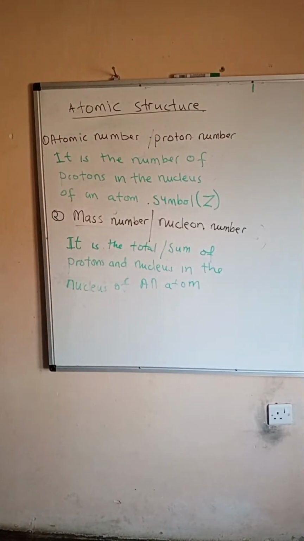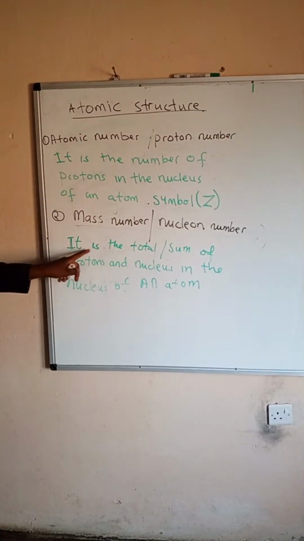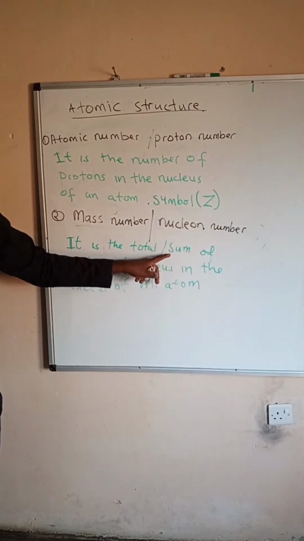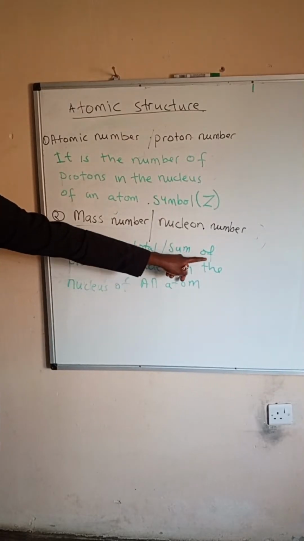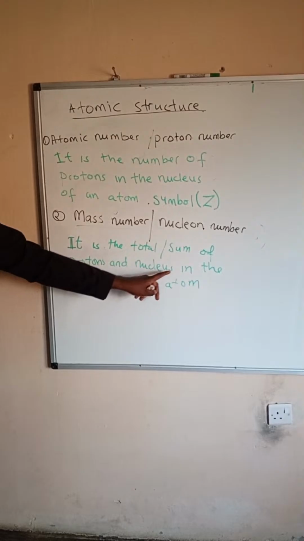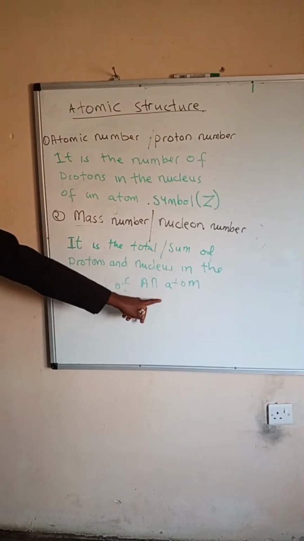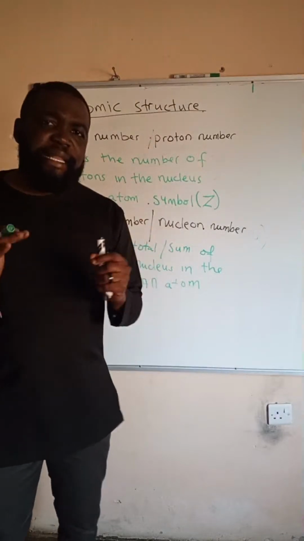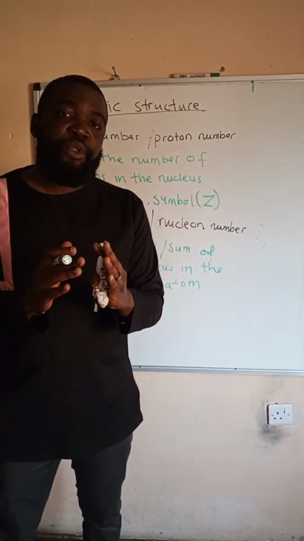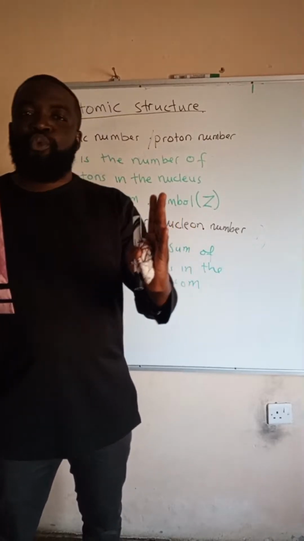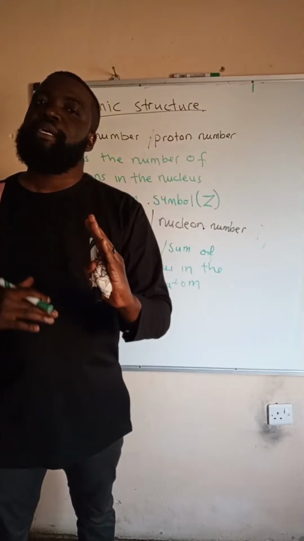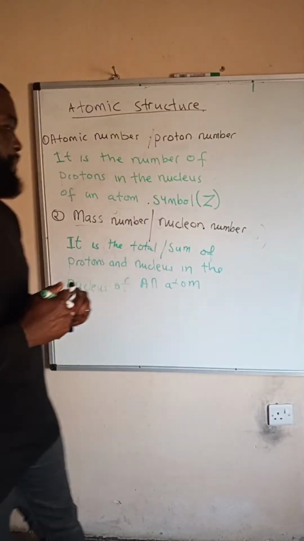Mass number, it is the total or the sum of the protons and the neutrons in the nucleus of an atom. The sum of the protons and the neutrons. You already know what sum is. Sum means addition. Meaning when you add the protons and the neutrons, you form the mass number.